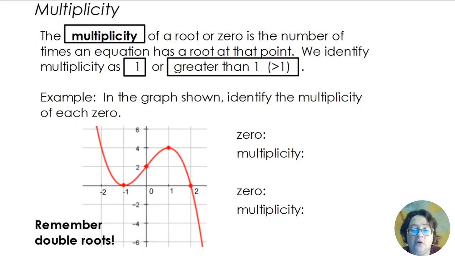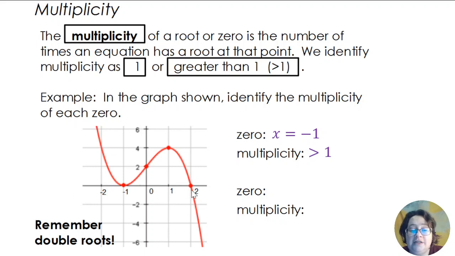So in our graph shown, we want to identify the multiplicity of each 0. So we have a 0 here at -1. And because it is touching the x-axis, it does not go through, but it touches and then changes direction, our multiplicity is greater than 1. If we know we're dealing with a quadratic, then we can say our multiplicity is 2. But if you're not certain, we just say multiplicity is greater than 1.